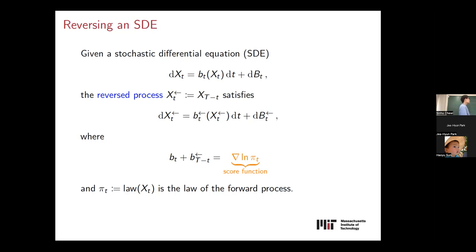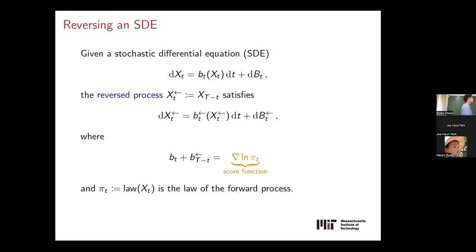And also the drift of the reverse process is explicit because it satisfies this relationship down below. So the forward drift plus the backwards drift has to equal the gradient of the log density of the forward process at time t. And this gradient of the log density is called the score function. And this will be important in the talk.